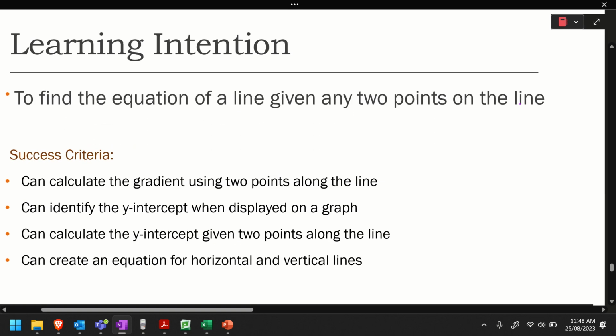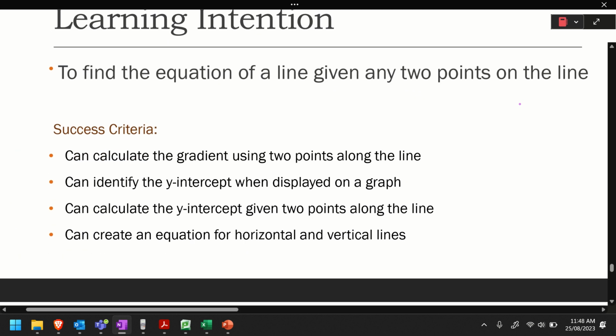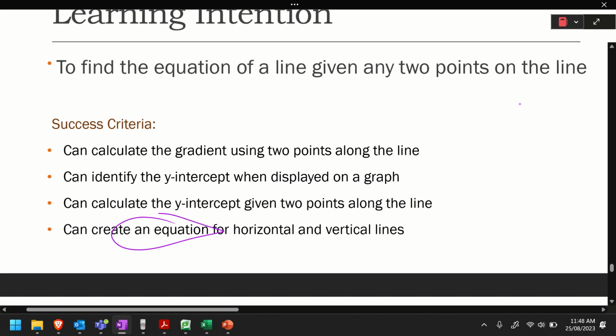But as our learning intention today, I want you to be able to find an equation using any 2 points on a graph. Remember, when we're drawing graphs or lines on a graph, you only need 2 dots or 2 points. It's the same when you're looking for an equation. You only need 2 points. So what you need to be able to do is find the gradient using 2 points. You need to find the y-intercept, using those 2 points if need be, and calculate the y-intercept if you have the 2 points and find the equation, which is, again, remember the equation looks like this: y equals mx plus c.